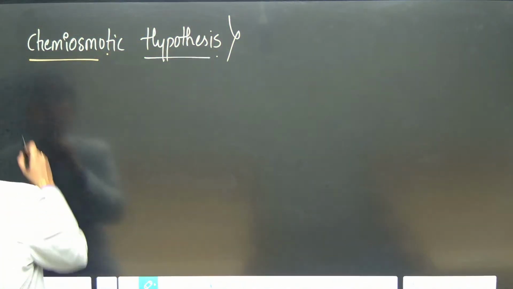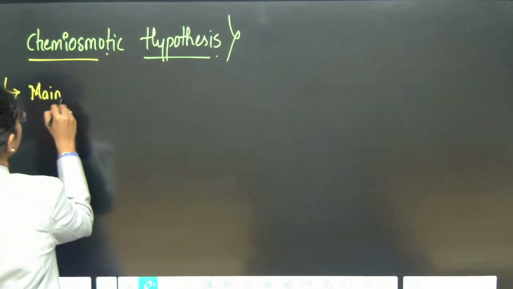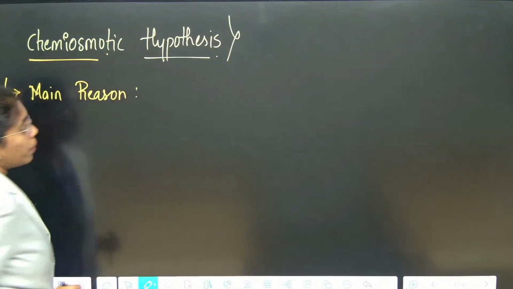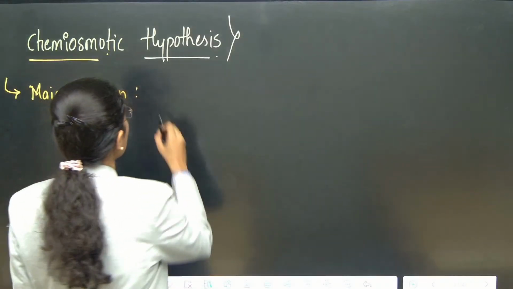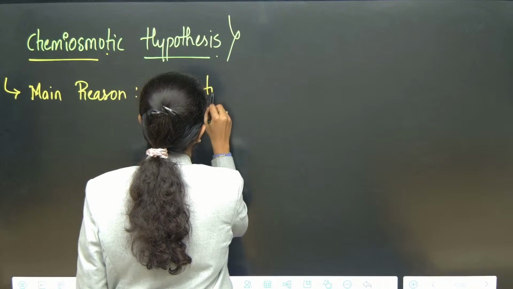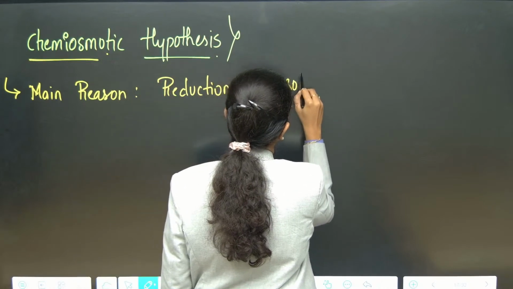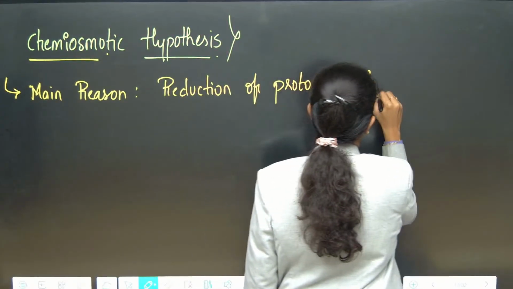So the main reason for the ATP formation, or proton gradient generation, is the reduction of protons in the stroma.